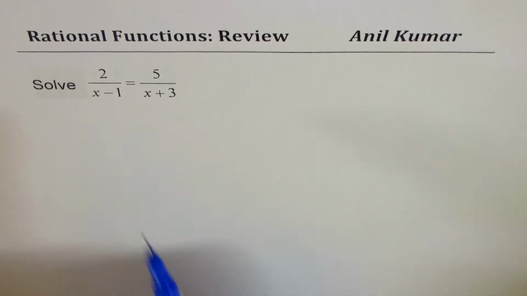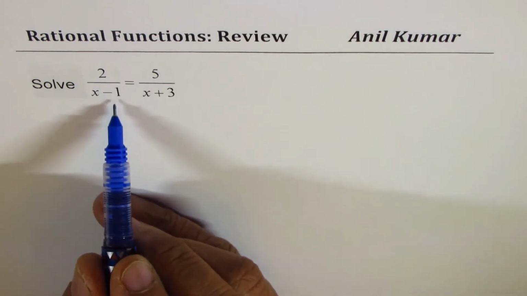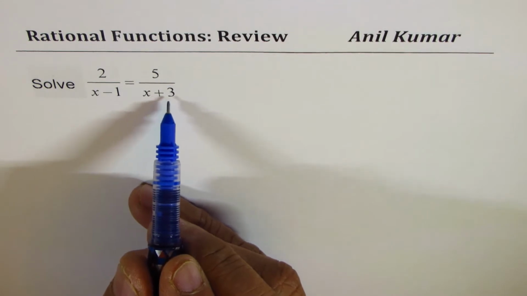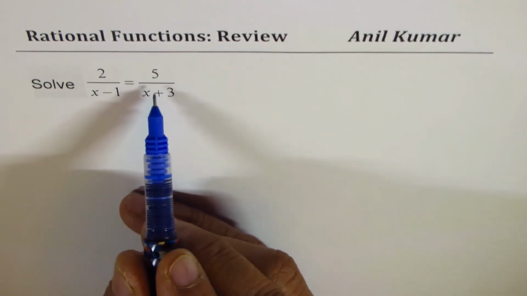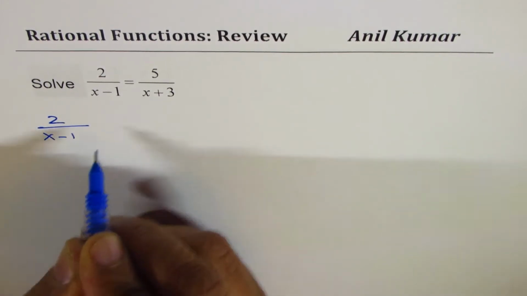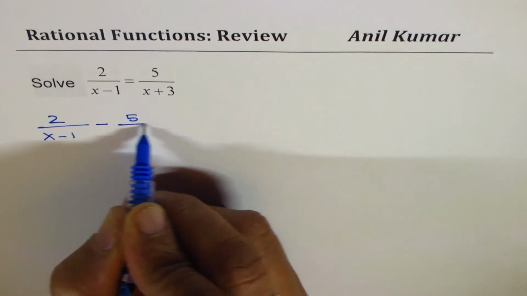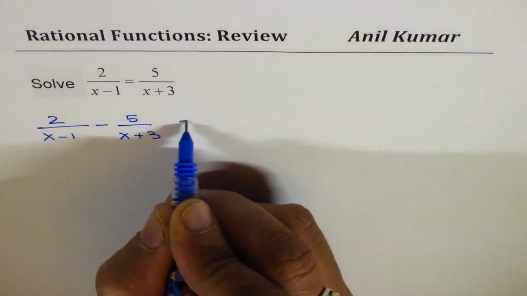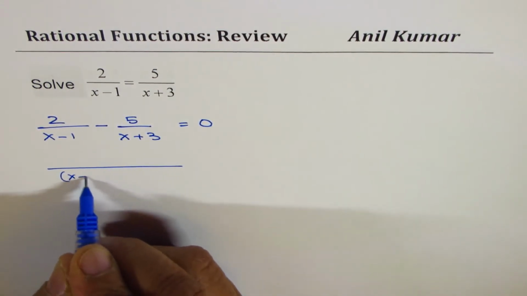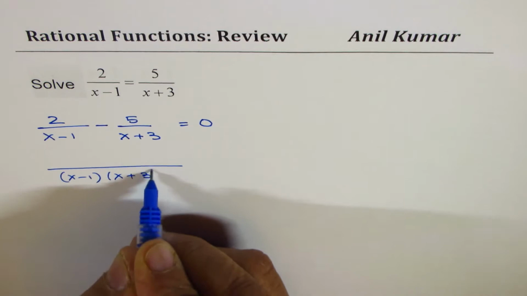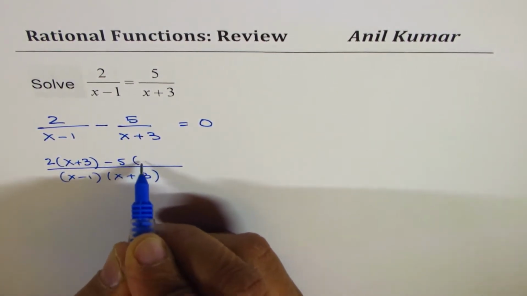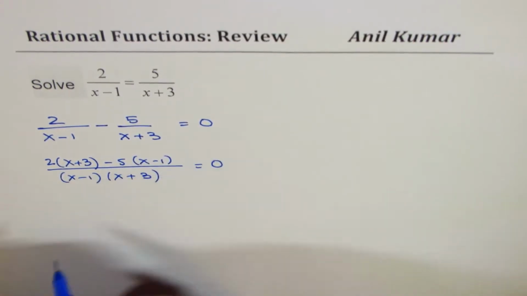So we have the equation 2 over x minus 1 equals 5 over x plus 3. So the idea is to bring them together to one side. So we could write this as 2 over x minus 1 minus 5 over x plus 3 equals 0. Now we'll take the common denominator, which is the product of these two, right? x minus 1 times x plus 3. 2 gets multiplied with x plus 3, and minus 5 times x minus 1 should be equal to 0.